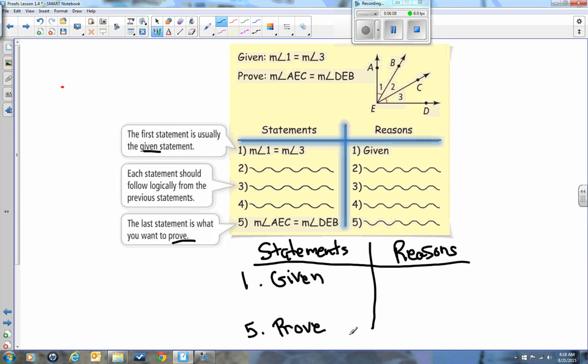Okay? Please don't write prove. Whatever they give you in the information up above, that's what goes in. Look at what they did. Given and prove. And that's what you can write down as a note. Just understand that the given is usually the first step, and whatever you're proving is always the last step.